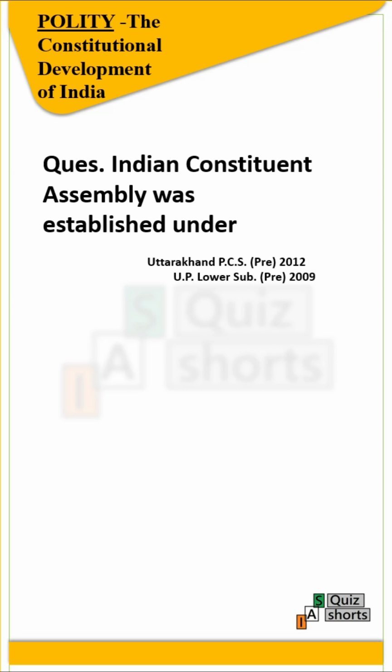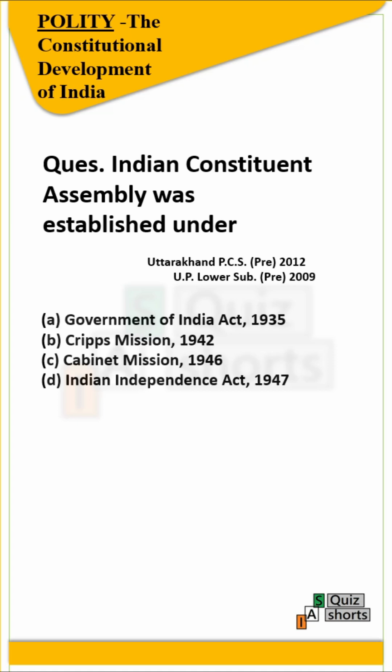Question. Indian Constituent Assembly was established under A. Government of India Act 1935, B. Cripps Mission 1942, C. Cabinet Mission 1946, D. Indian Independence Act 1947. Answer is C. Cabinet Mission 1946.